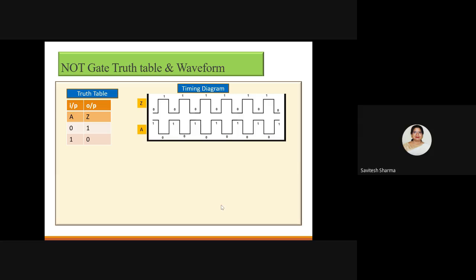So as I told you, another way of representing the input and output is a timing diagram. Here I am showing you the input and output. Suppose your A is 1, your output Z is 0. If A is 0, your output is 1. If A is 1, output is 0, and so on. So this is the timing diagram for the NOT gate.